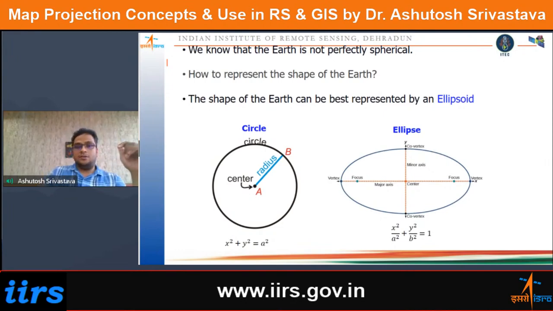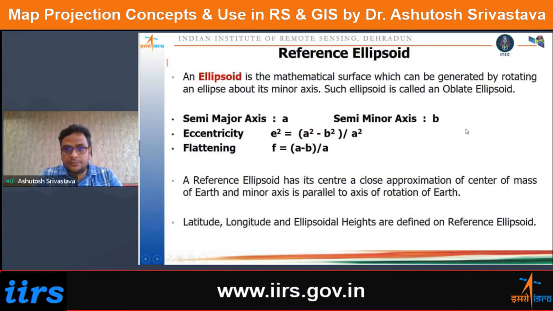Now, the only thing is how much you have to press. If you are pressing more, more flatness will come, and the ellipse will be more flattened. If you are pressing less, a less flattened ellipse will be there. In terms of eccentricity, we can measure it.